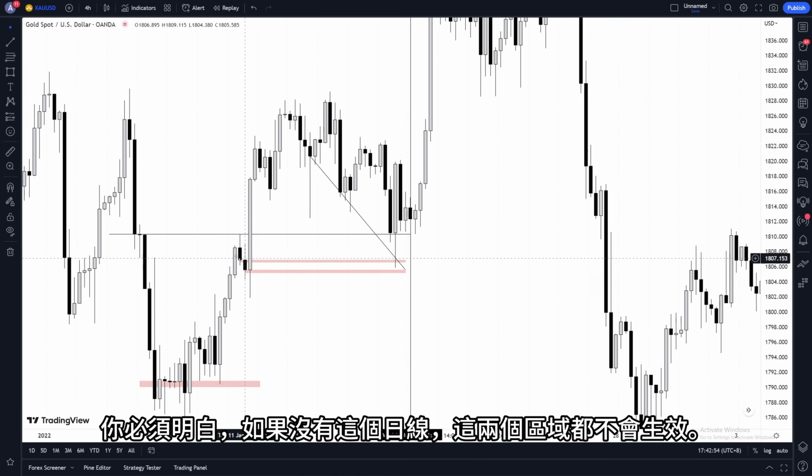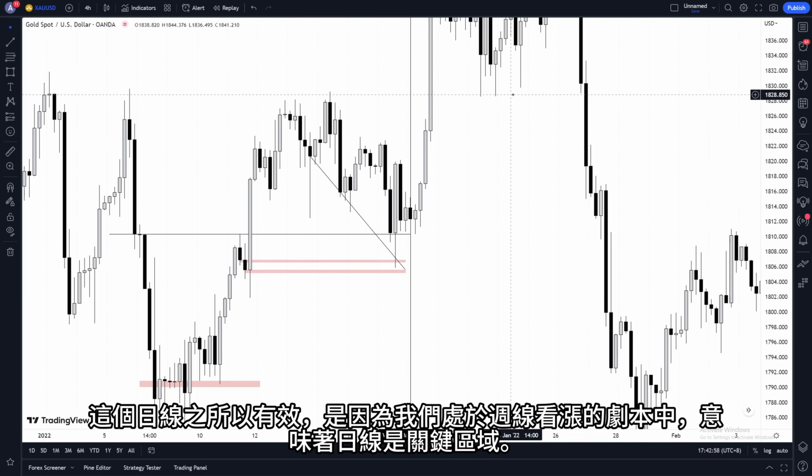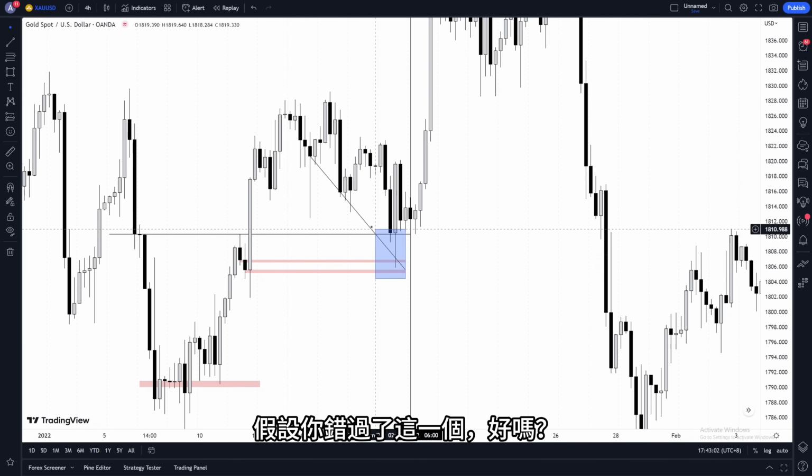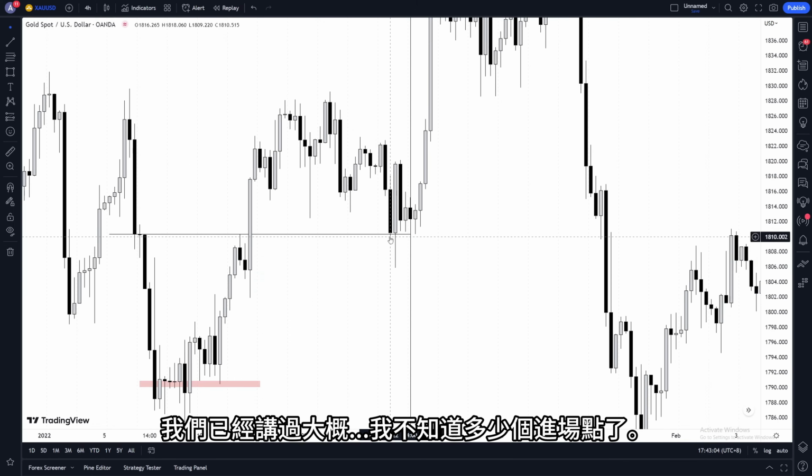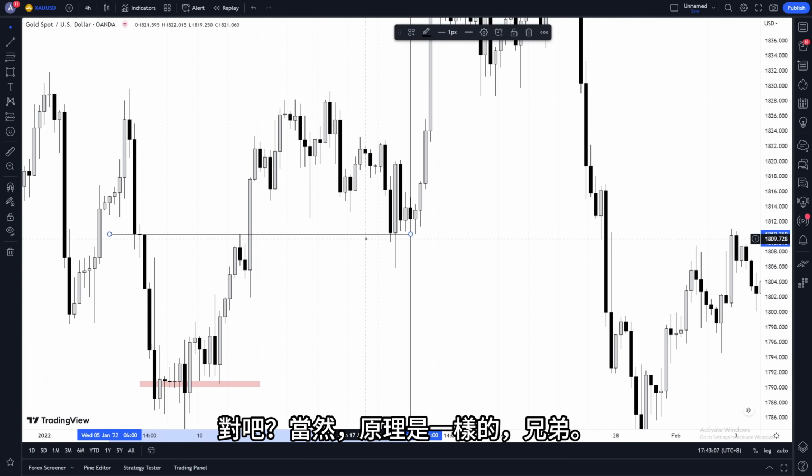You have to understand, both of these zones wouldn't work without this daily. And the reason why this daily works is because we're in a weekly bullish storyline, meaning daily is the significant zone. So you take that. But let's assume you missed this one, right? So we've covered like, I don't know how many entries, right? And of course, same thing.